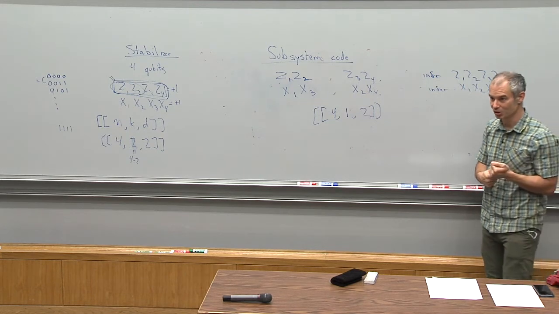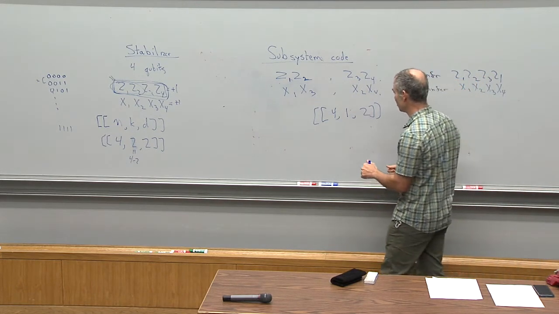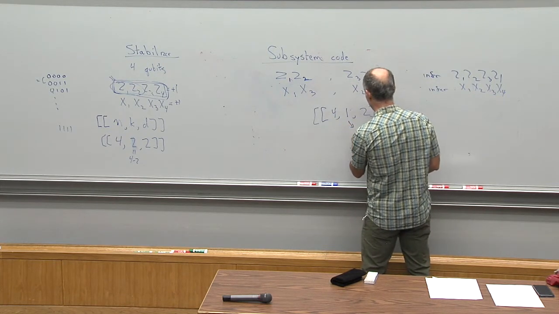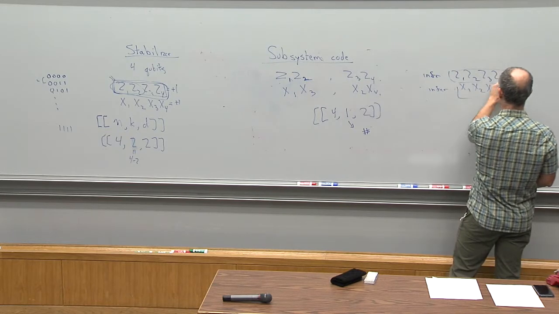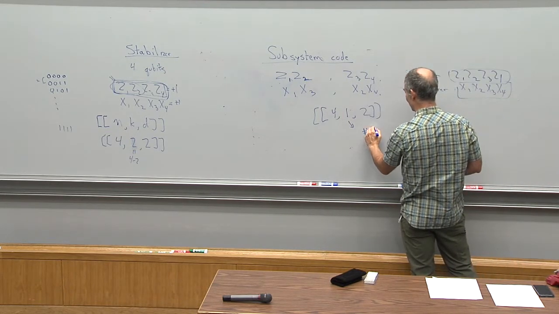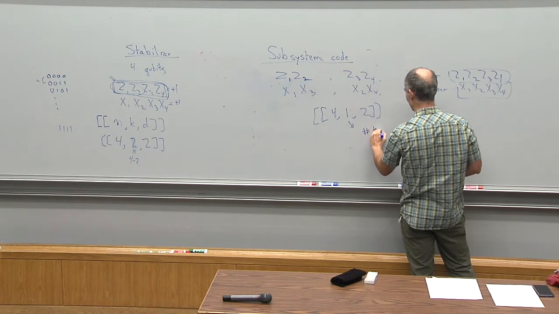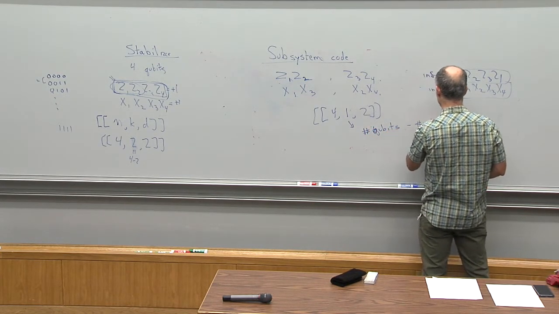And just for those who are perhaps experts, the way you work out that there's one logical bit: these are the number of stabilizers in the code, the ones that commute with everything. And the number of logical bits is the number of qubits minus the number of stabilizers.